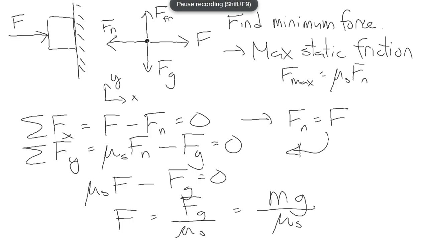So for example, if mu S is 0.5, you have to apply a force that's twice the weight. And if it's really slippery, so that mu S is 0.1, you have to apply a force that's 10 times the weight. In fact, because mu S is less than 1, this is greater than mg. So there you go. That's the answer.